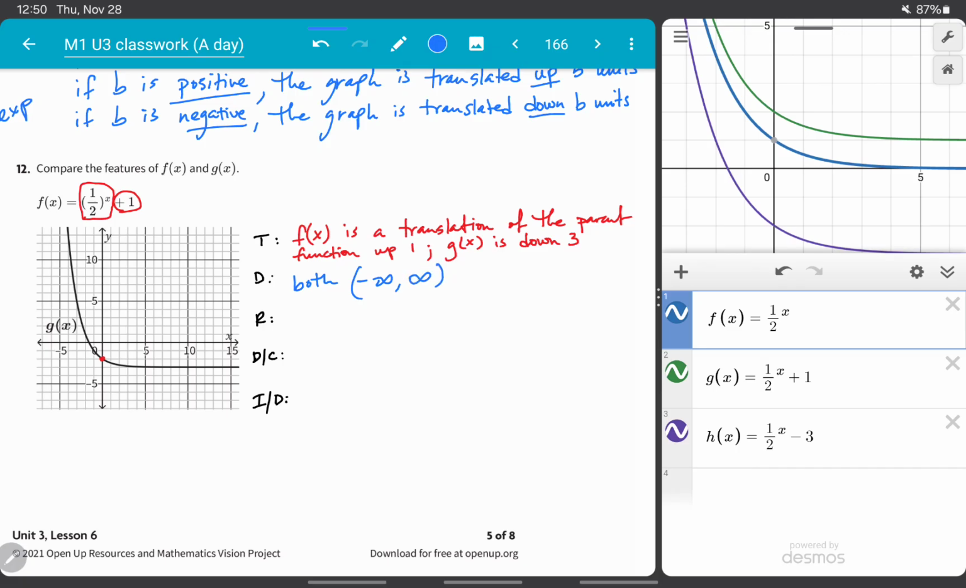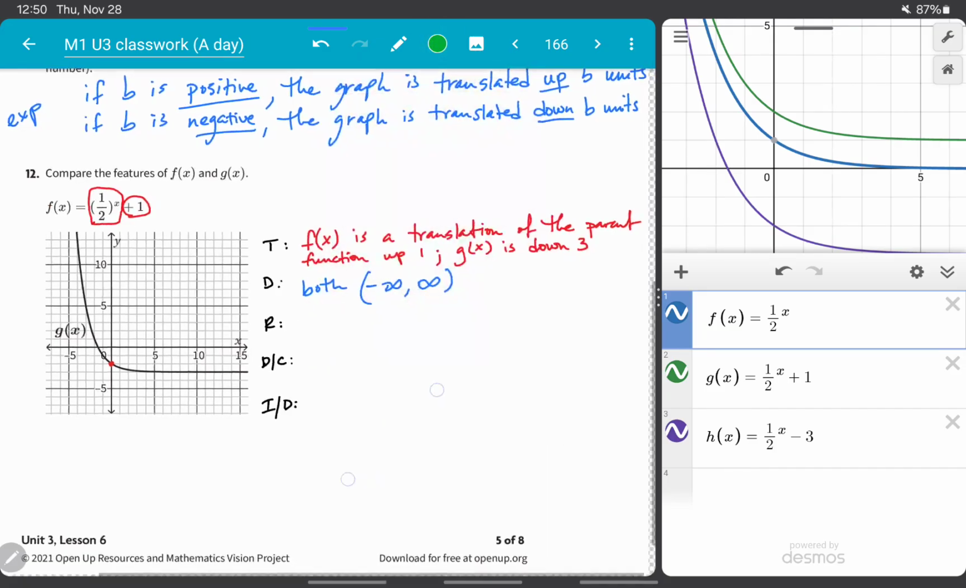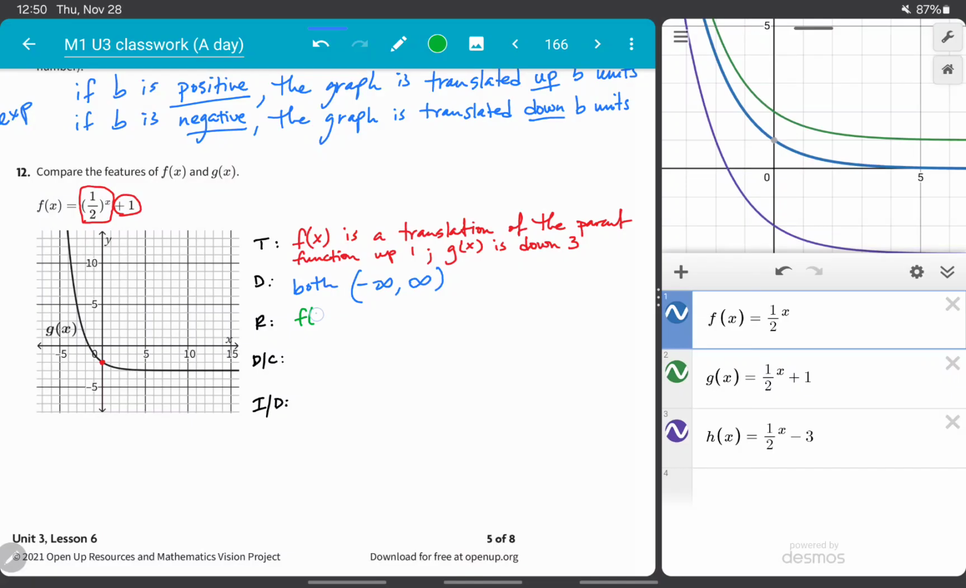Our range, though, for f of x is (1/2)^x + 1. Our normal range for this exponential function would be bigger than 0. Adding 1 to it means it's going to be bigger than 1. So I'm going to have y values that start at 1 and go up. For f of x, it's going to be from 1 to +infinity.